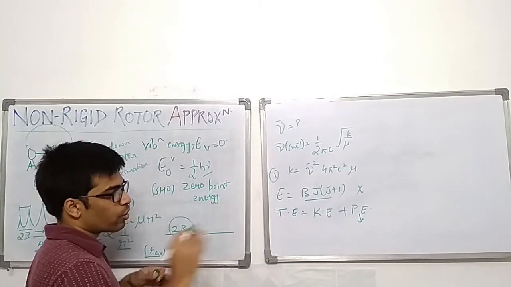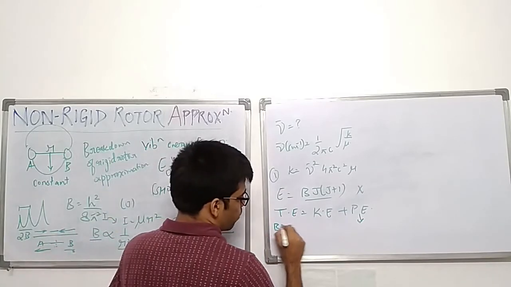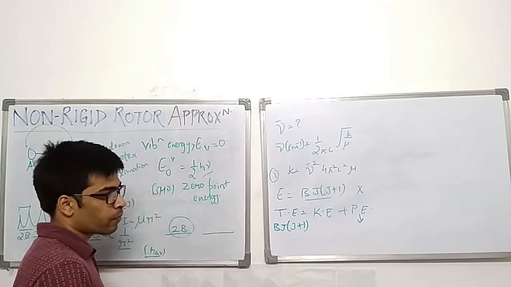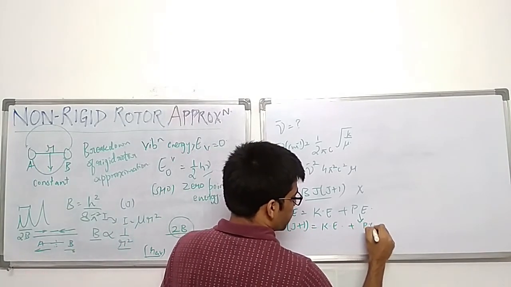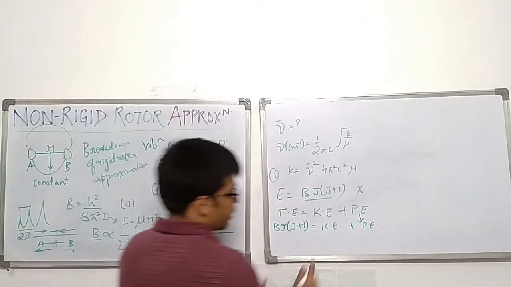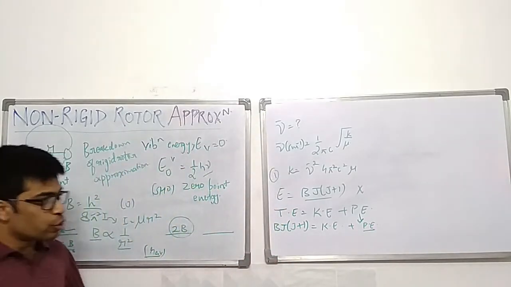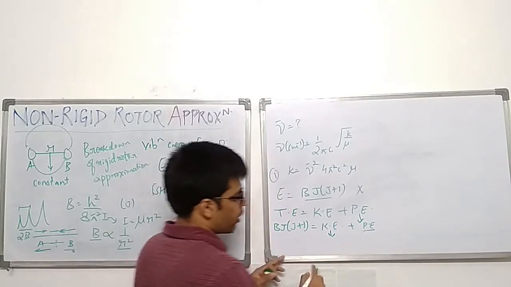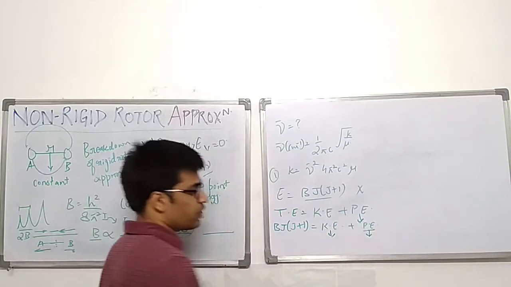If you're considering the rigid rotor approximation, then the total energy should be coming only from the rotational energy level, and I would get this kinetic energy and this potential energy from the vibration. But we get to see that the potential energy is extra, which is generated in my system. So this total energy will comprise this kinetic energy and the potential energy from the vibration.